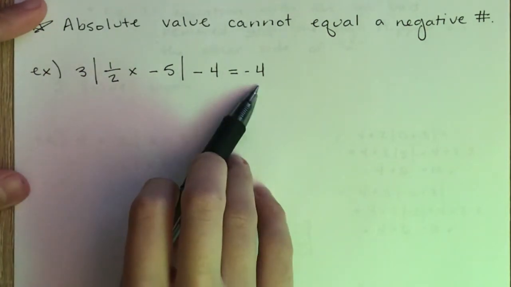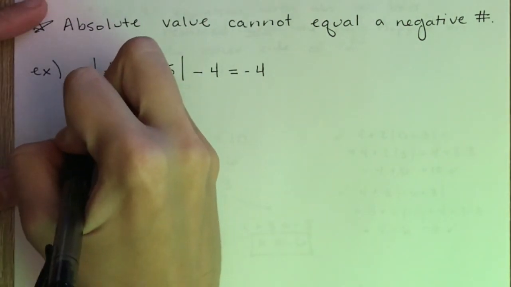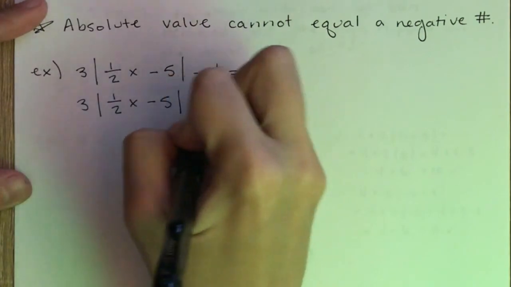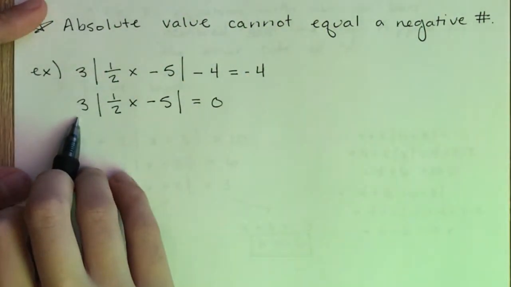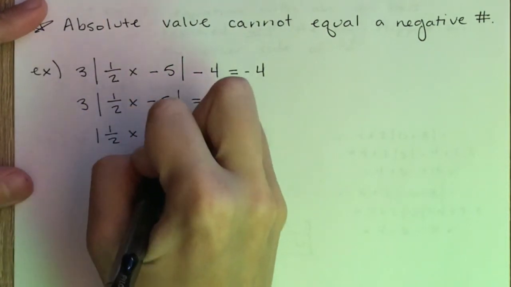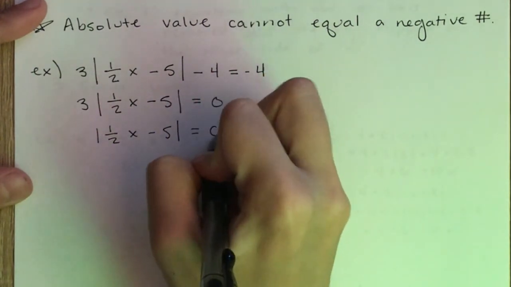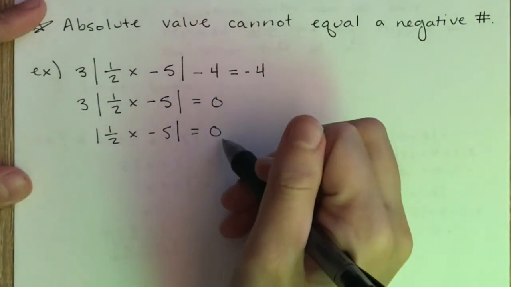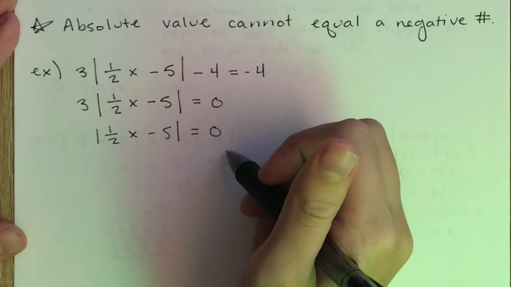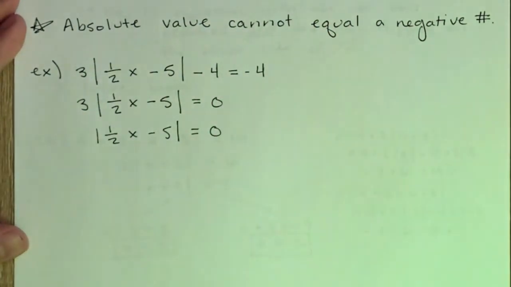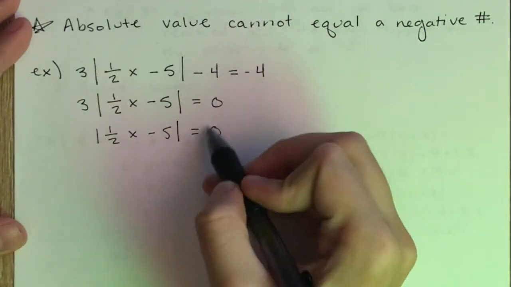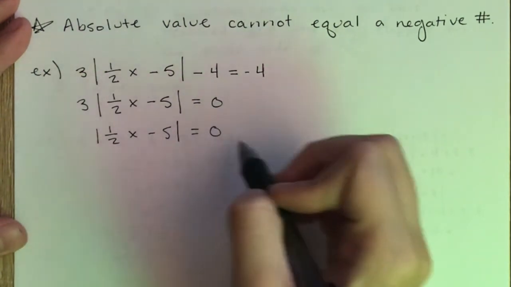So let's go ahead and add 4 to both sides. We've got 3 absolute value 1/2 x minus 5 equals 0. We've got to get rid of this 3, so we divide by 3 on both sides. 0 divided by 3 is just 0. Now that we've isolated, we can check. Can an absolute value be equal to 0? Totally, right? So this is fine. So even though we started off negative, we only need to check what's going on here once we've isolated.